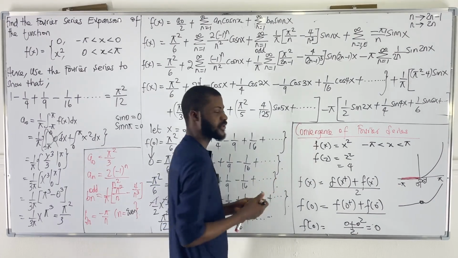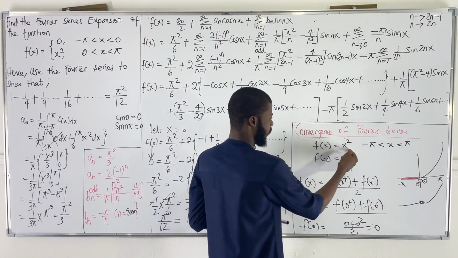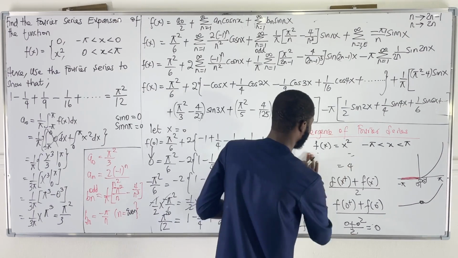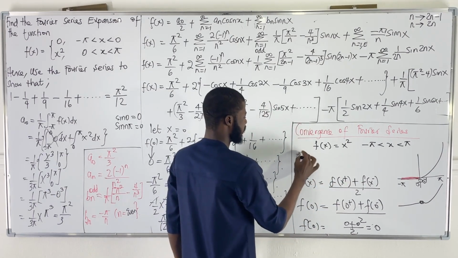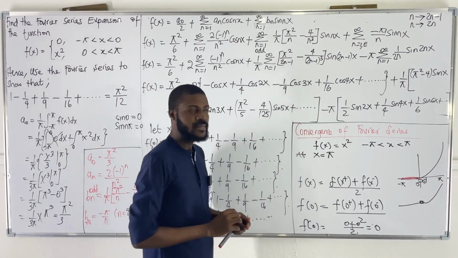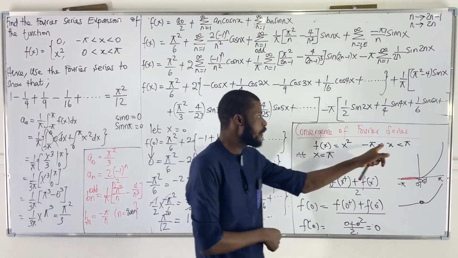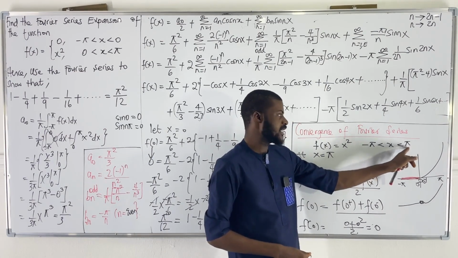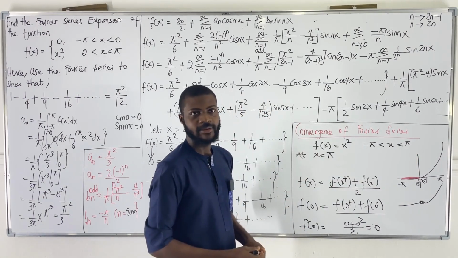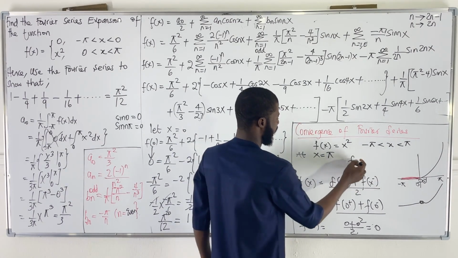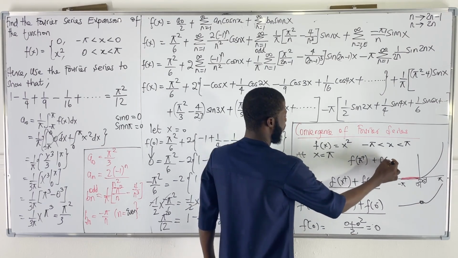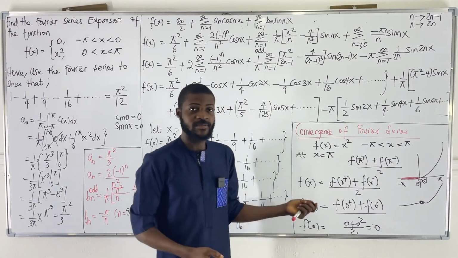Let's come back to this very function, f of x equals x squared, for minus pi less than x less than pi. Now what if we say, let x equal to pi? If we say x should be pi, there's no x equal to pi. It's discontinuous at this very point. So the same thing would then apply here. We're going to have f of pi plus and f of pi minus, over 2.